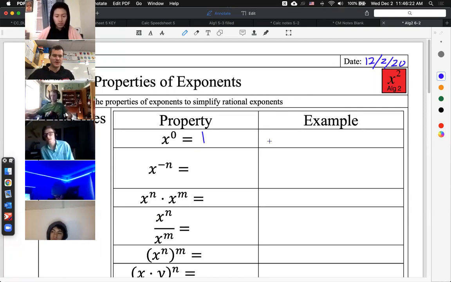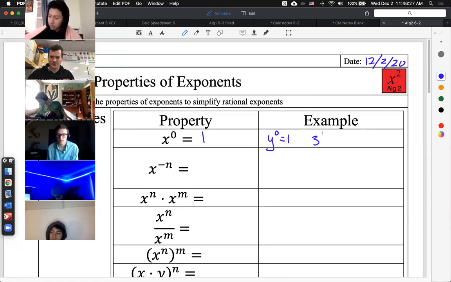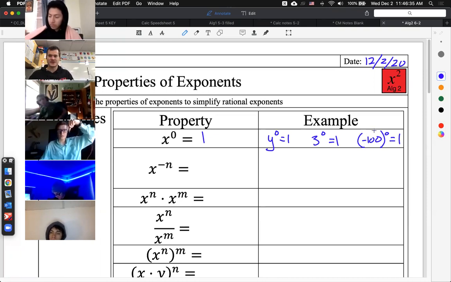So as an example, you could say y to the power of 0 is 1. You could say 3 to the power of 0 is 1. You could say negative 100. As long as there's parentheses around it, the power of 0 is 1. If there's no parentheses around it, then it's negative 1, because order of operations states you do the exponent first, turn it into 1, then do the multiplying by the negative, and it turns into a negative 1.